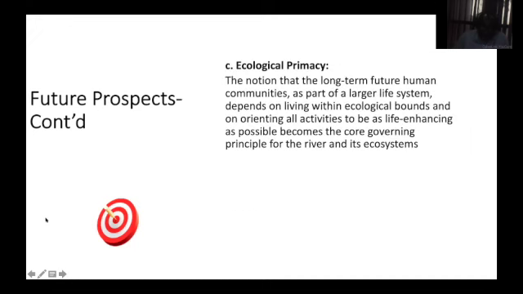Ecological primacy. The notion that the long-term future of the human community, as a part of larger life systems, depends on living within ecological bounds and on orienting our activity to be as life-enhancing as possible becomes the core governance principle for the river and the ecosystems. This is our main activity at this moment.